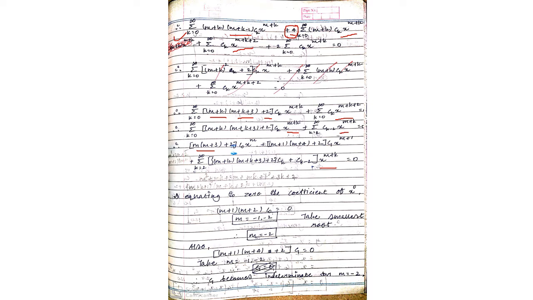It's obvious. Now the second term equals to 0 and the third term equals to 0. So the second term is m plus 1 into m plus 4 plus 2 into c1 equals to 0. Now putting this minus 2, then you will get c1 equals to 0 by 0.